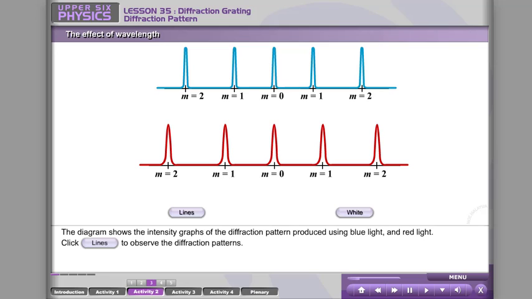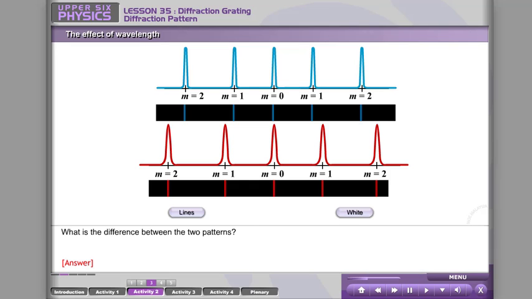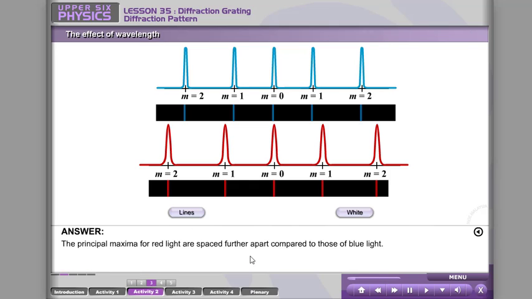The diagram shows the intensity graphs of the diffraction pattern produced using blue light and red light. Click the Lines button to observe the diffraction patterns. What is the difference between the two patterns? Answer: the principal maxima for red light are spaced further apart compared to those of blue light.